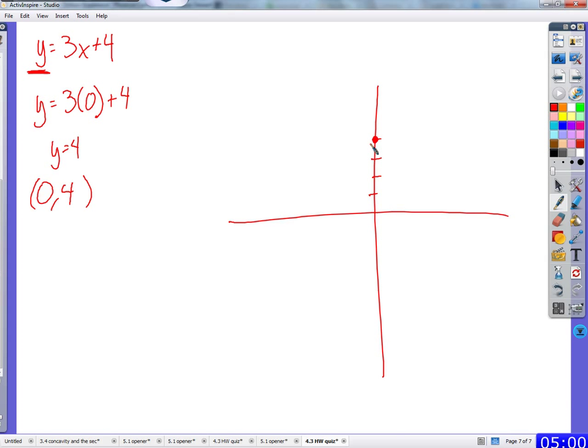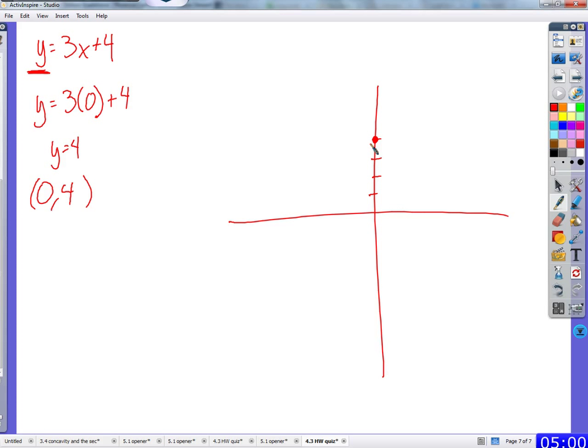Remember, as we're trying to graph a line, what is the least amount of work that we need to do? What's the least amount of information we need? Two. Two what? We need two points. We only need two places to draw through to get our line. Well, plugging in 0 for x was very, very simple. So that made finding 0 comma 4 really easy.